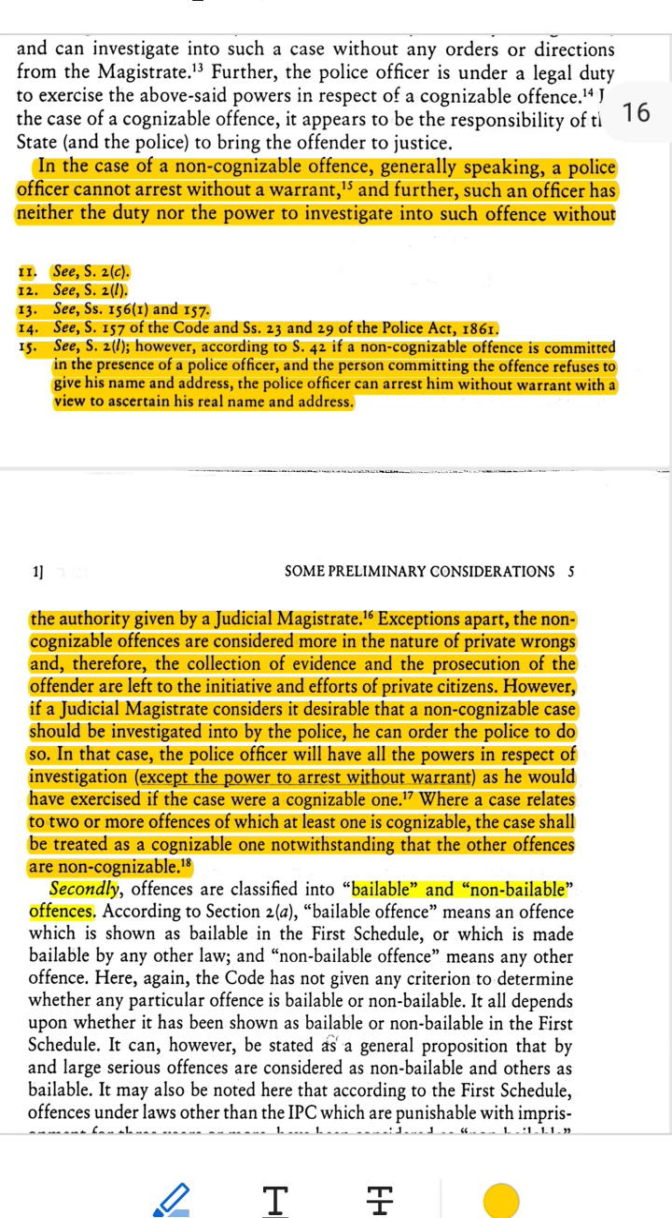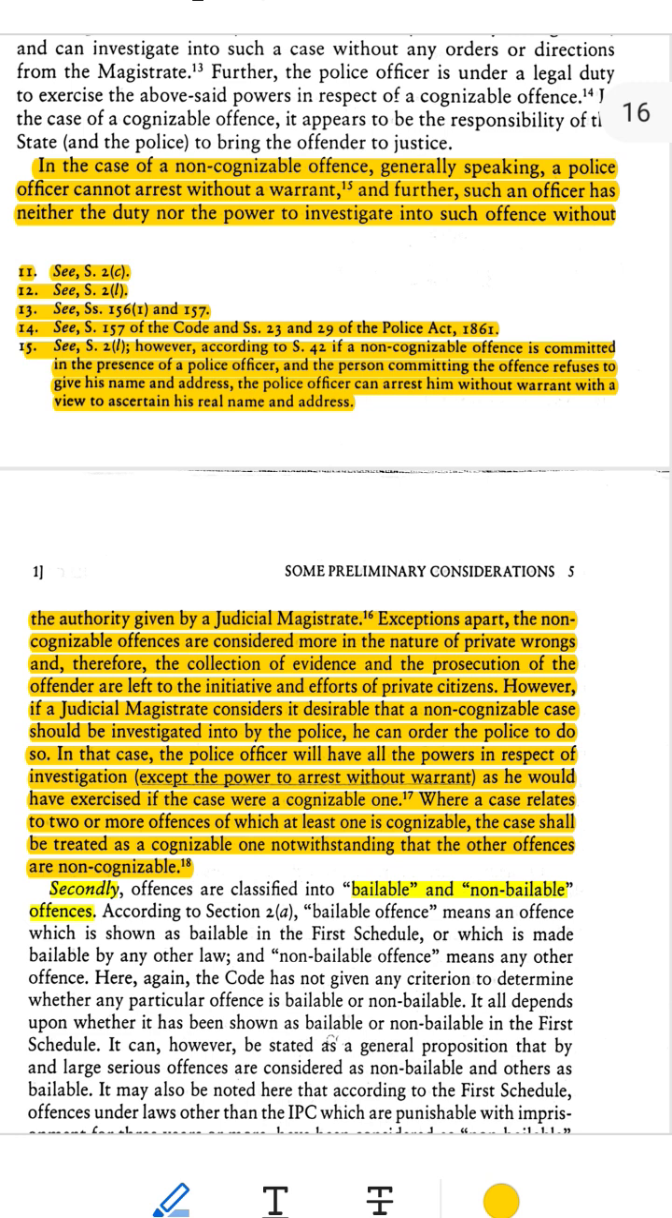Exceptions, special cases. 1. Immediate arrest in certain situations. If a non-cognizable offence happens in front of a police officer and the person refuses to give their name and address, the officer can arrest them without a warrant. This is to find out who they are. Example, a person is caught painting graffiti on a public wall, minor vandalism, but they refuse to say their name or address. The police can arrest them to find out their identity.